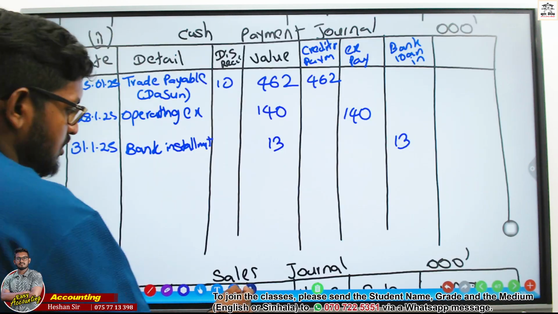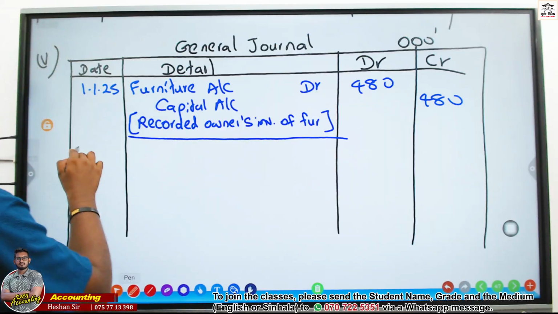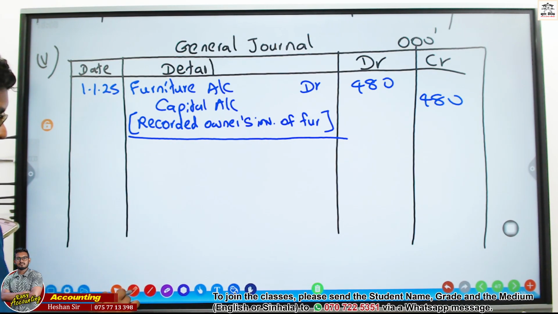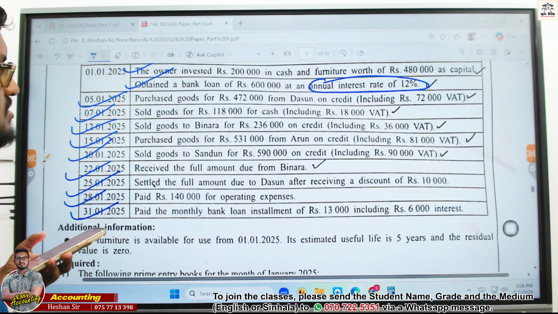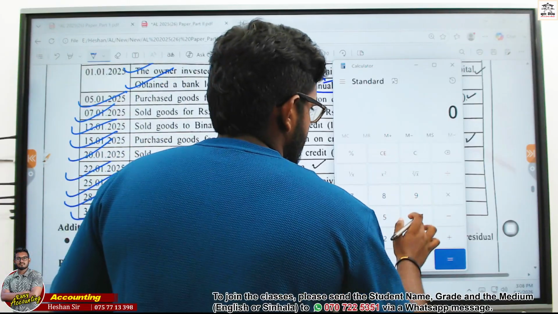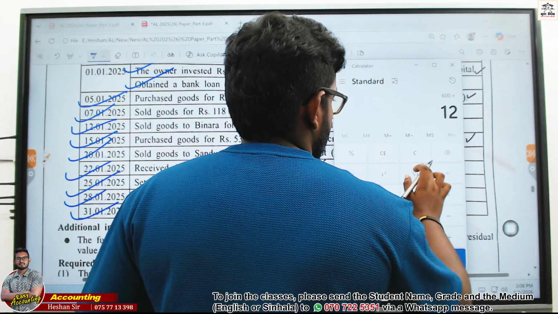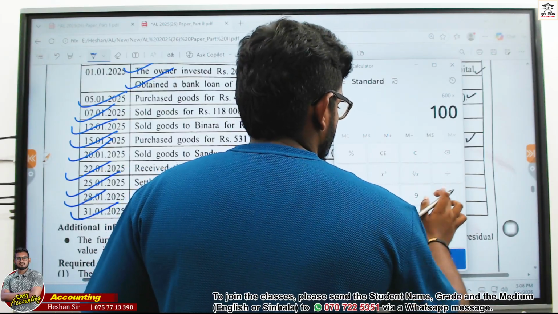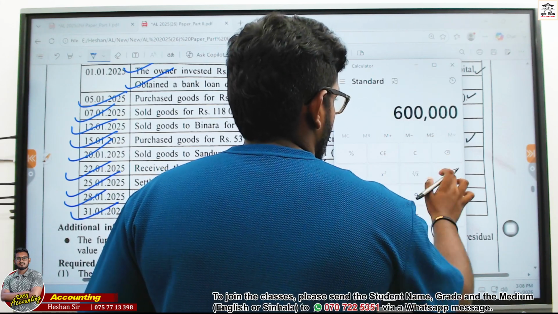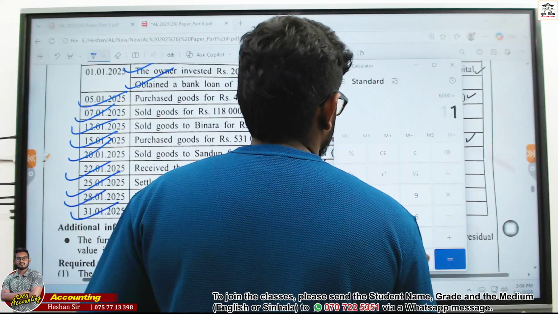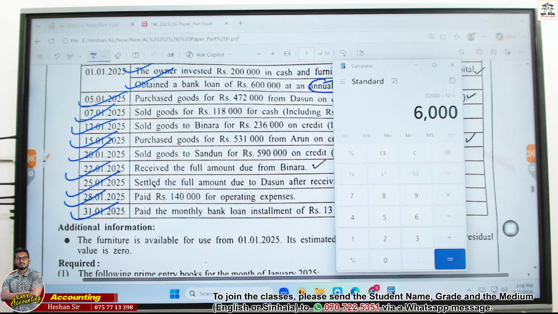Those things go to the general journal, right? General journal. Last, put 31st of January. Can you tell me the bank loan interest for 31st of January 2025? How much is the bank loan interest? 600,000, 12%. Right? Divide by 100, multiply by 12, again divide by 12. Why? Monthly installment. Right? How much is the monthly installment?